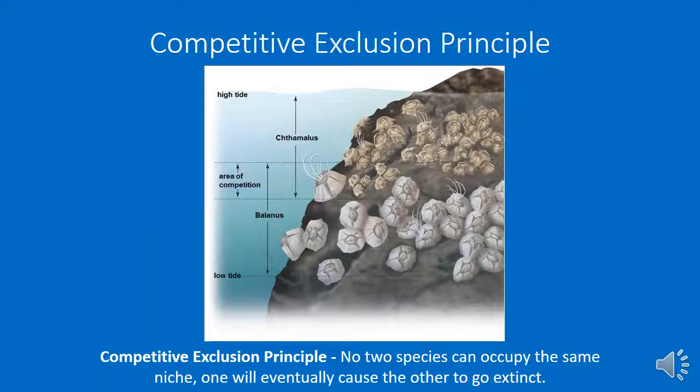Well, in places where there's already other species, we have what's called competition. And we have this thing called the competitive exclusion principle. Basically, what this means is that no two species can occupy the same niche.